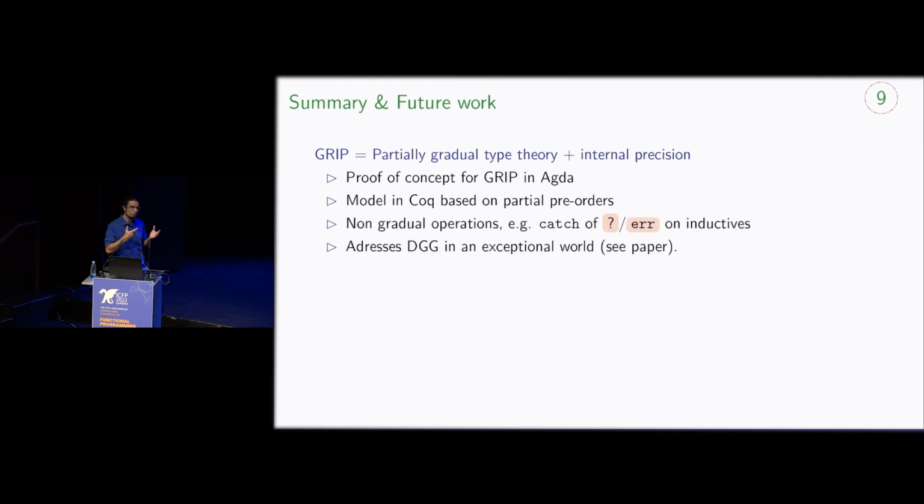We have non-gradual operations in this language. So for example, we have a catch operation on inductive types that I didn't have time to talk much about. And this paper can also be seen as a way to address the question of catch in a gradual world. And we add precision internally in order to reason post hoc on the gradual terms of this language.